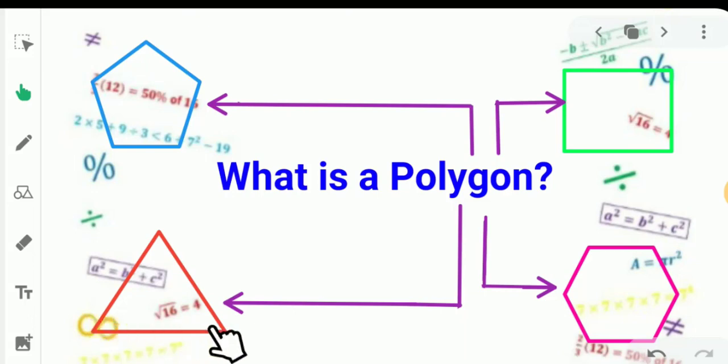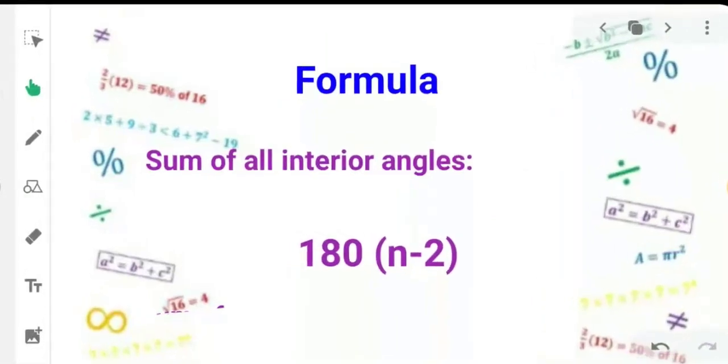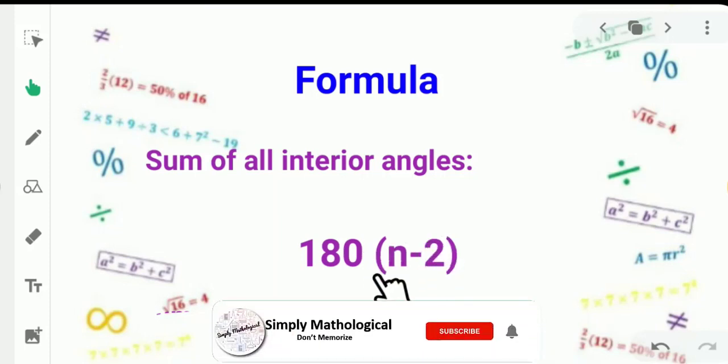Now, let's move on and see what is the formula for calculating the angles of a polygon. A polygon consists of two types of angle. One is the interior angle while the other is the exterior angle. But right now we are focusing on interior angles. So the formula for calculating the sum of all the interior angles is 180 multiplied by (n minus 2), where n over here is the number of sides of the polygon.